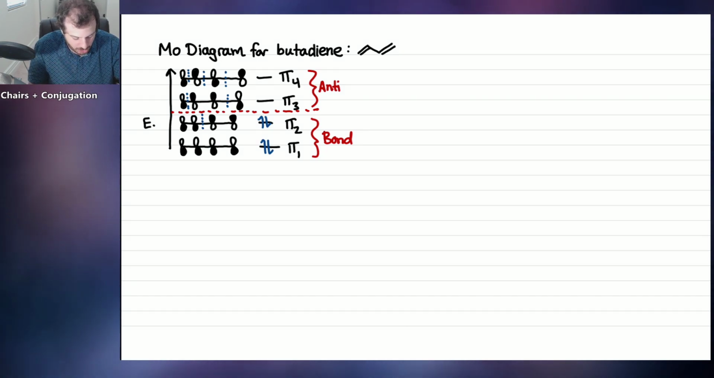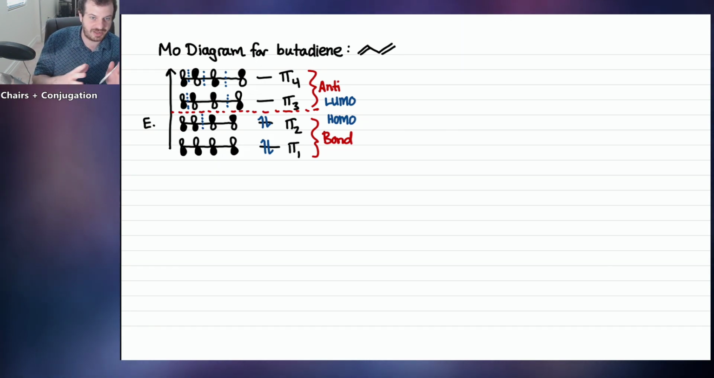All right, who's our HOMO? Our HOMO is pi 2. And who's our LUMO? Our LUMO is pi 3. And what we'll find is that if we add more double bonds to our butadiene, so if we go to hexatriene and so on and so forth and keep adding double bonds, the HOMO-LUMO gap gets smaller and smaller.